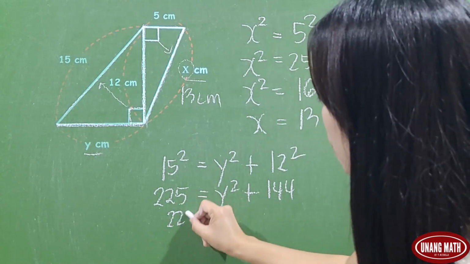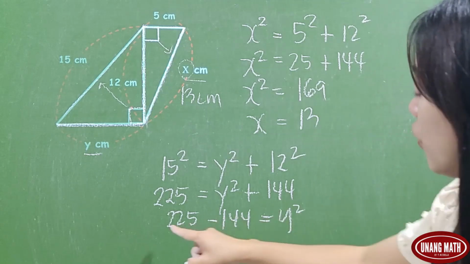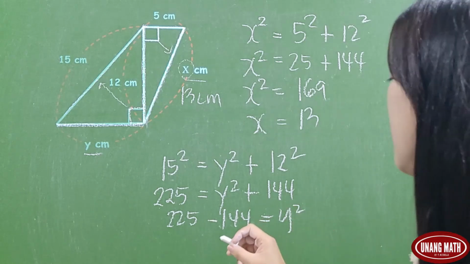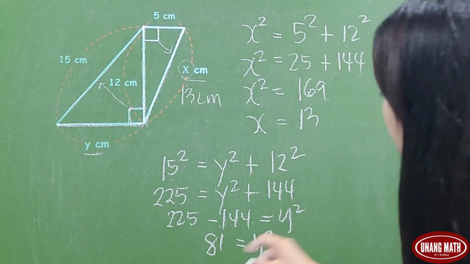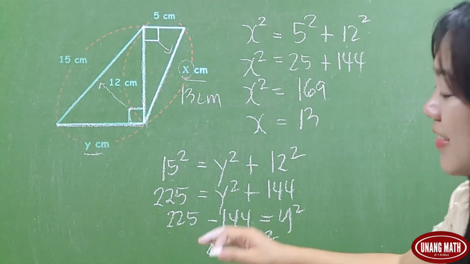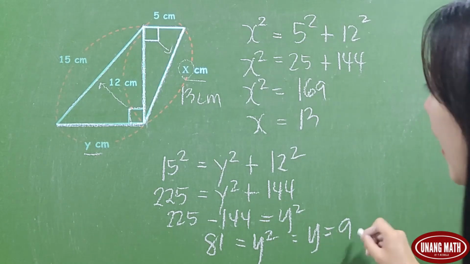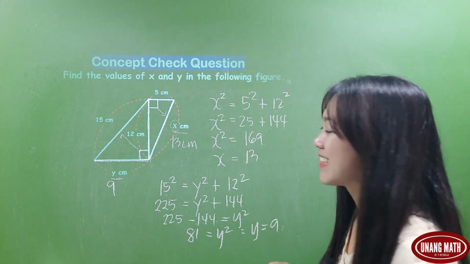So 225 minus 144 is y squared. 225 minus 144 is equal to 81. So the square root of 81 is equal to 9. So y is equal to 9. So this side is 9 centimeters.